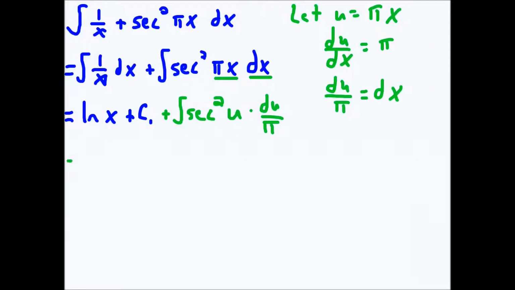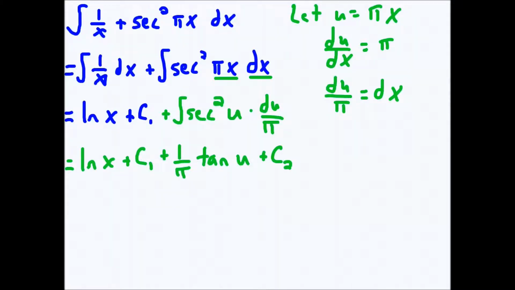Alright, from here, let's rewrite our first part, ln of x plus c1. Now when I take this integral of secant squared of u times du over pi, this 1 over pi can come out in front as a constant. And then now we're just working with the integral of secant squared of u, which is simply tangent of u. And then because we're an indefinite integral, we need to add a constant at the end, call it c2.